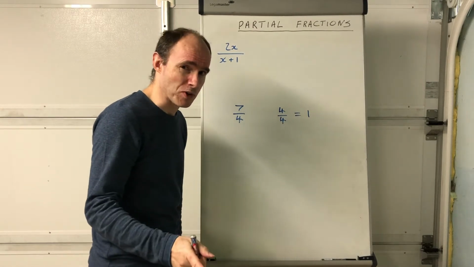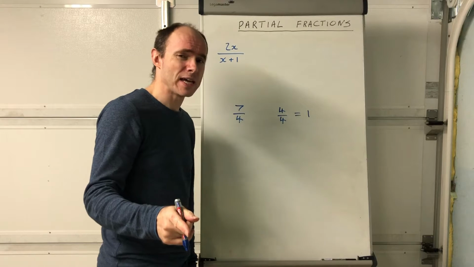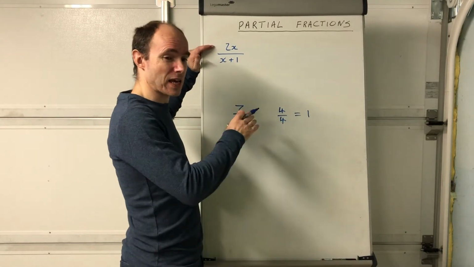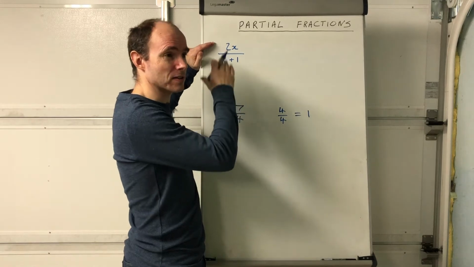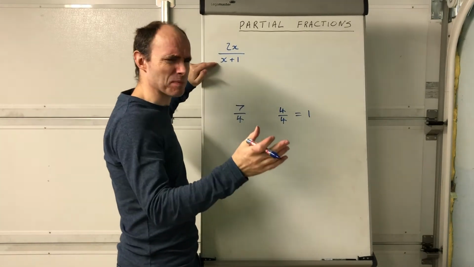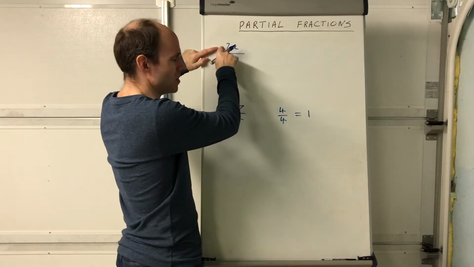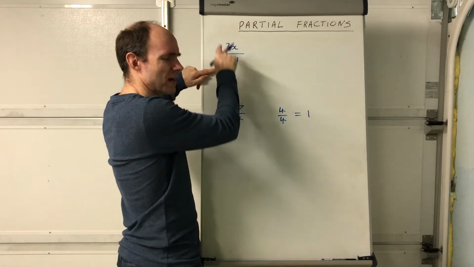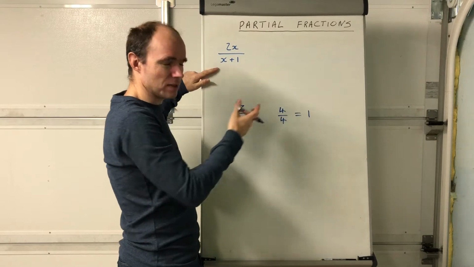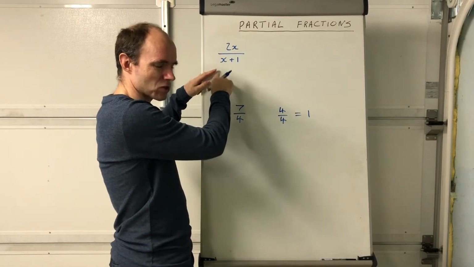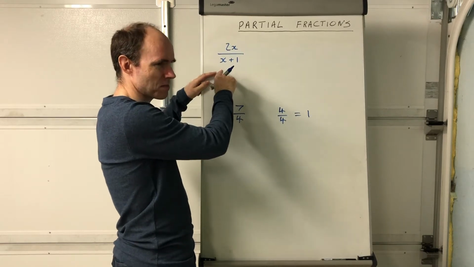In terms of algebra, what makes an improper fraction is if the numerator is the same or greater than the power of the denominator. I didn't say that particularly well, so let me do it again. The numerator is a linear term. The denominator is also a linear term. Linear over linear makes an improper fraction. Or a quadratic over linear makes an improper fraction. Or a cubic over linear makes an improper fraction.